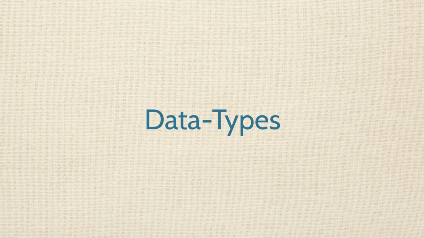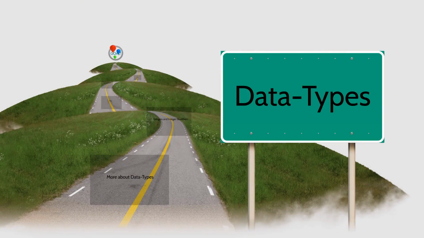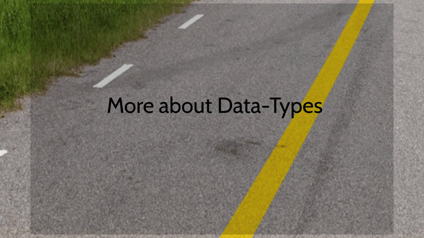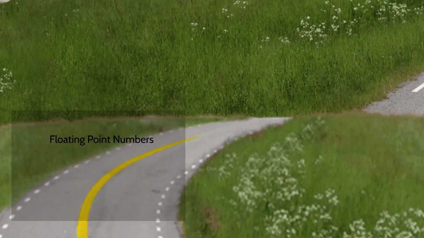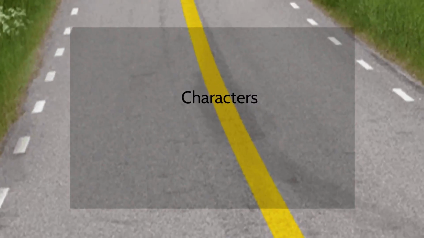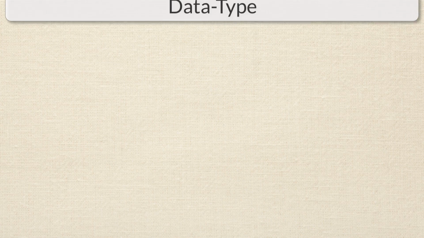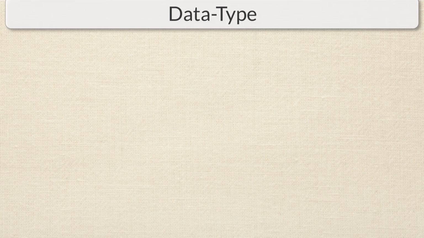In this video, we're going to dive into some specific data types that you'll encounter as you begin to program with Arduino. Specifically, we're going to talk a little bit more about data types. We'll be talking about integer and integer qualifiers, the long, floats, bytes, Boolean, and character data types. So let's talk a little bit more about data types.